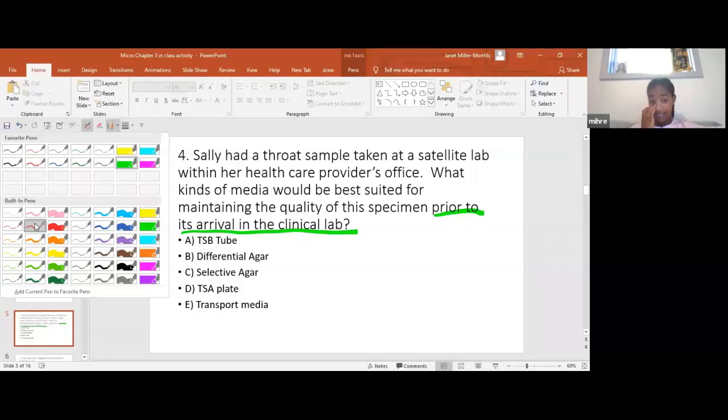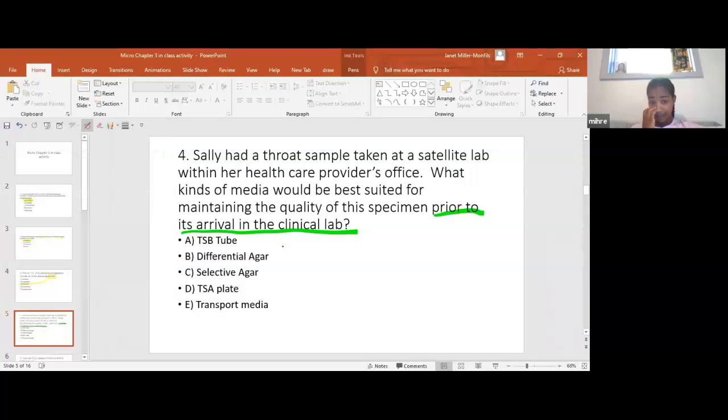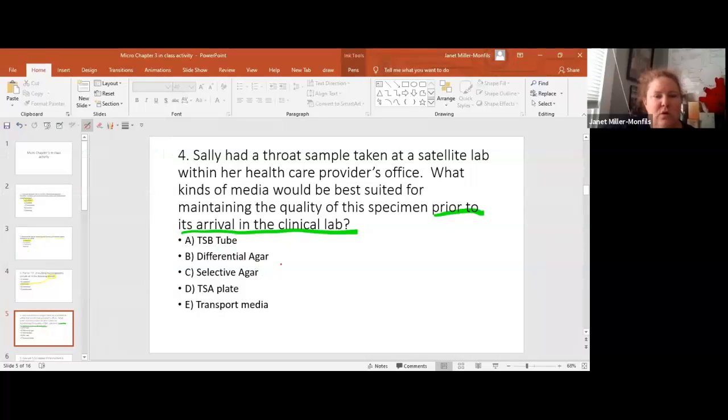Is it A? Nope, but good guess. Number one: okay, so this one is prior to arrival. So this means that it's still going to have to be transported, right? Because it's being taken at the office and then it's being transported to the clinical lab.